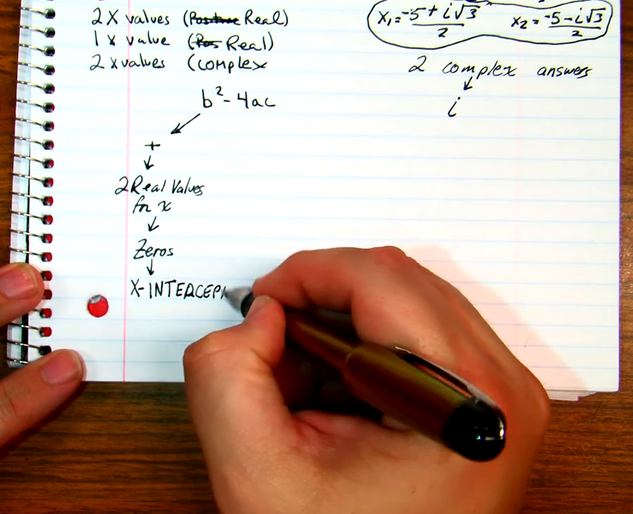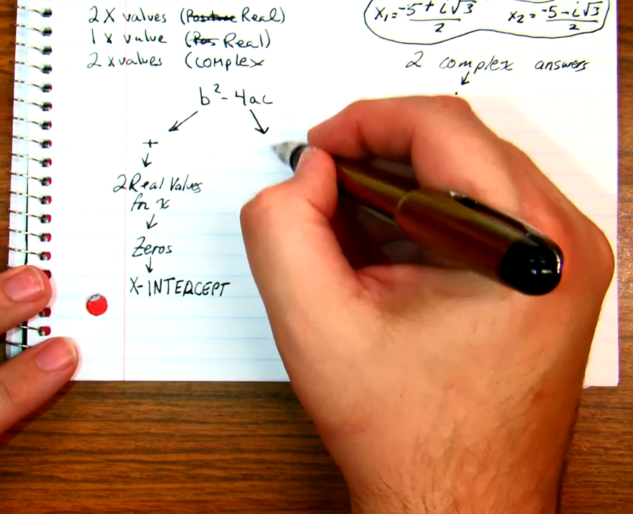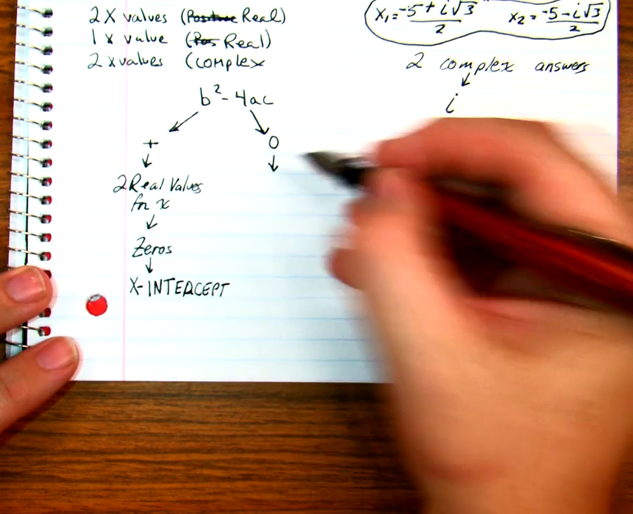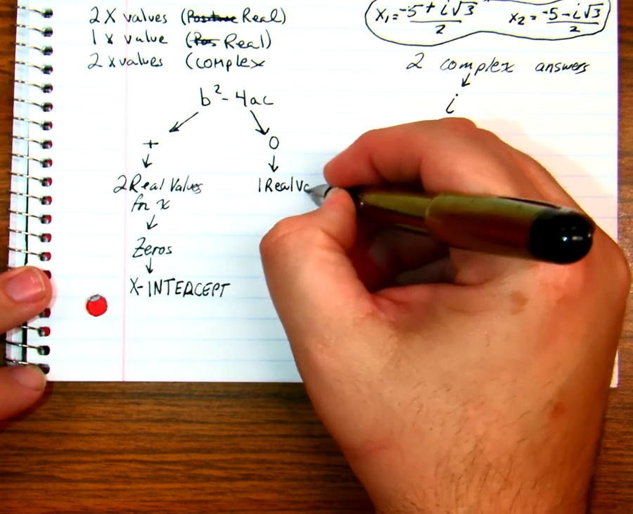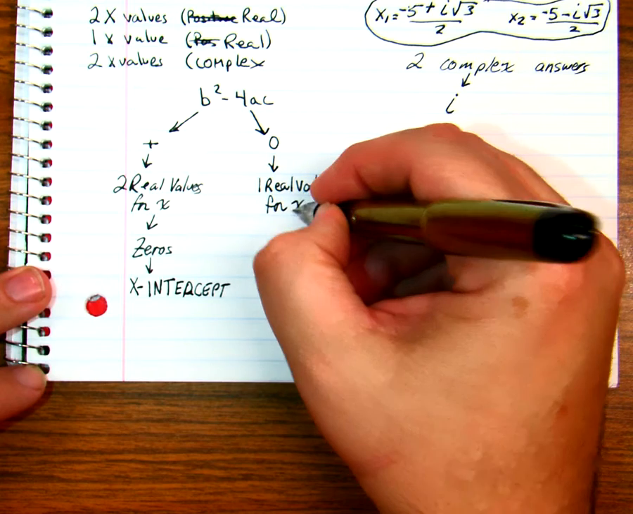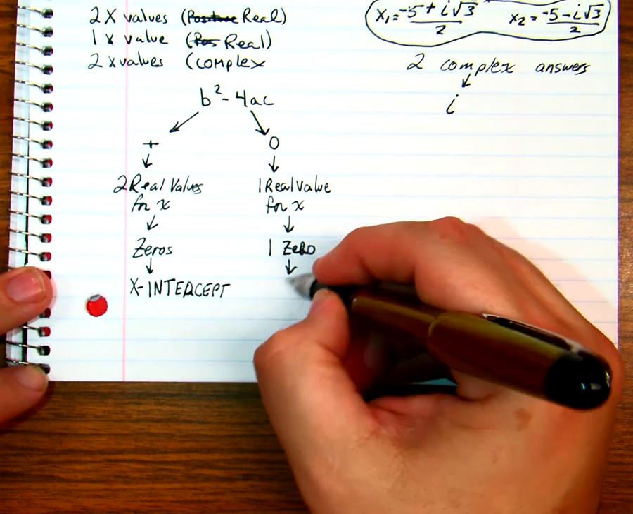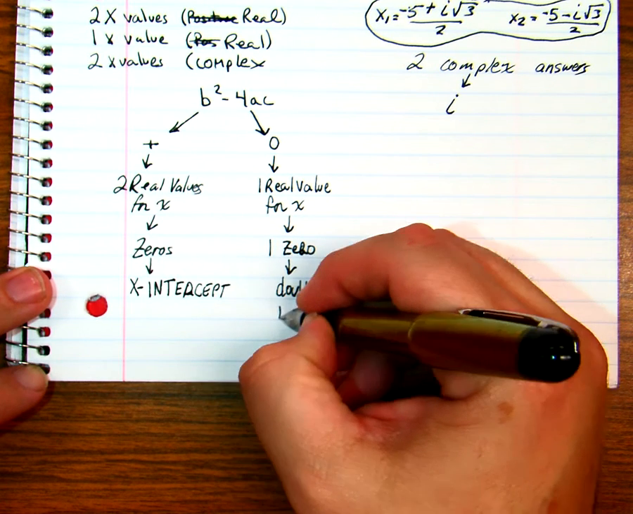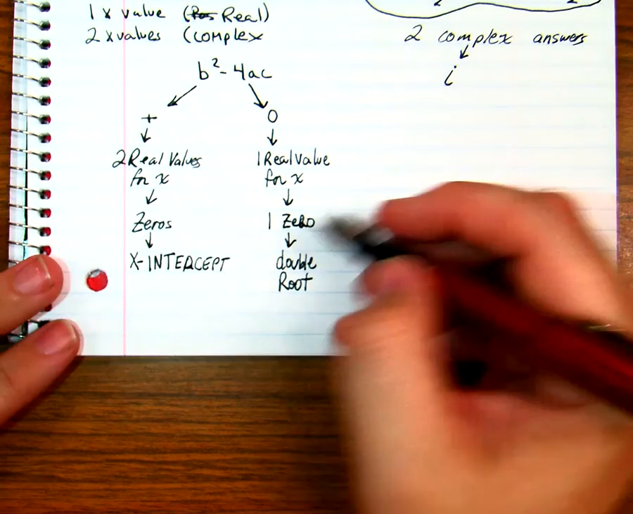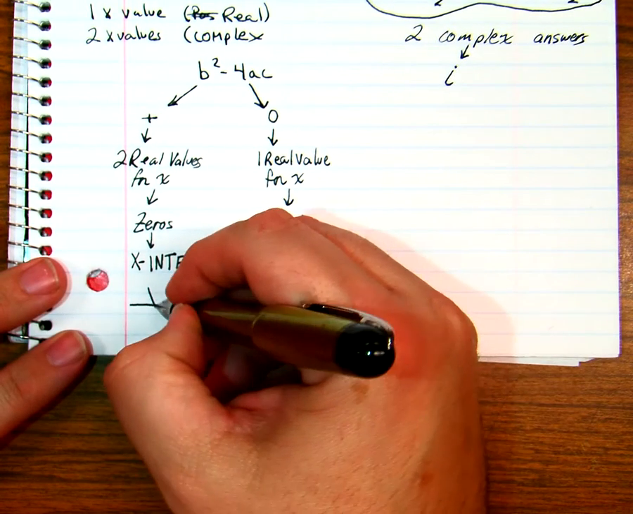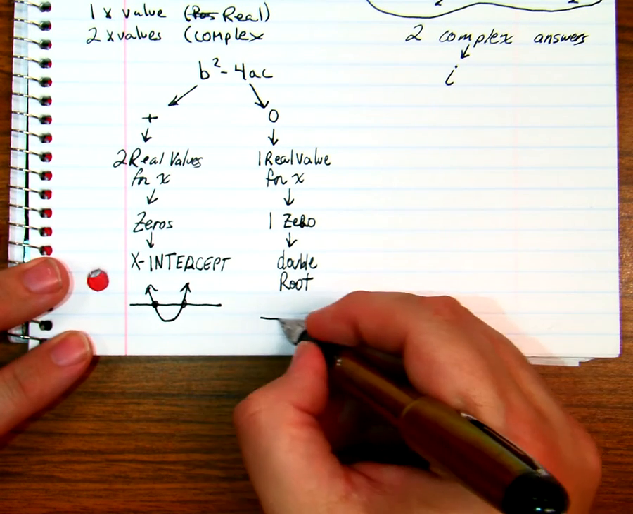All right, so you get an x-intercept. Now, if this actually ends up being zero, and it could be zero, you get one real value for x. You get one zero, but we call this a double root. If I wanted to draw a picture, you'd have your parabola that hits at two points. For this one, the parabola hits at one point.